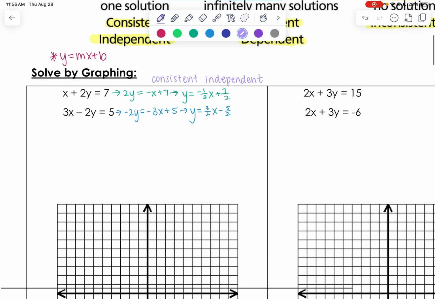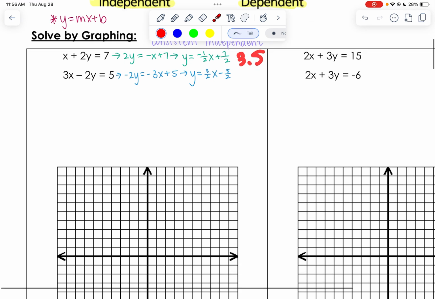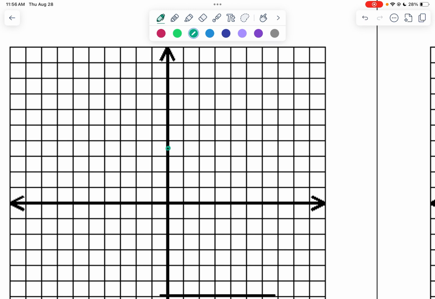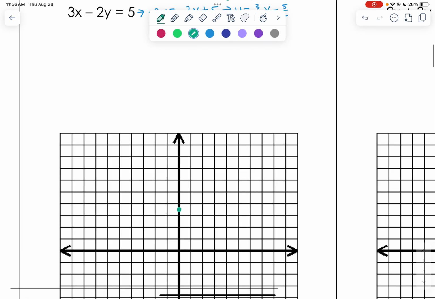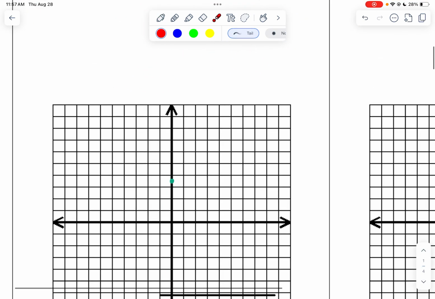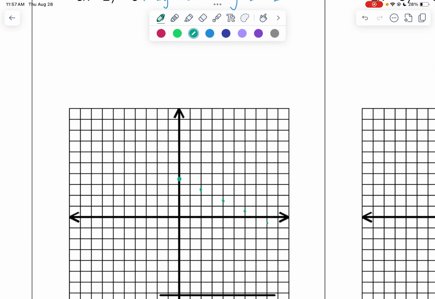Now, to graph these, I'm going to start with the y-intercept, which is at 7/2, which is 3.5. And it's okay that it's not a whole number. It just means I'm going to go between 3 and 4, so 3.5. And then if my slope is negative 1/2, I'm going to go down 1 and over 2. Down 1 again and then over 2, and then down 1 again and over 2. I want to do this a couple of times because I want really nice, clean lines.